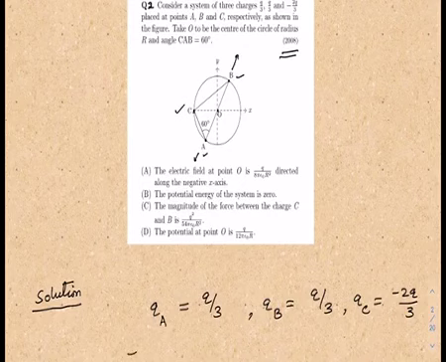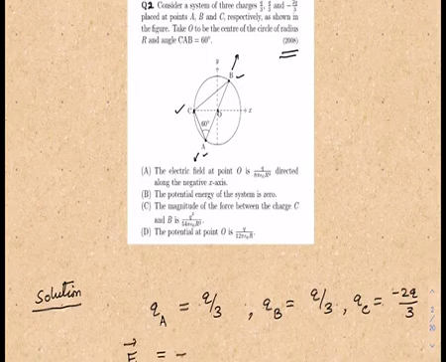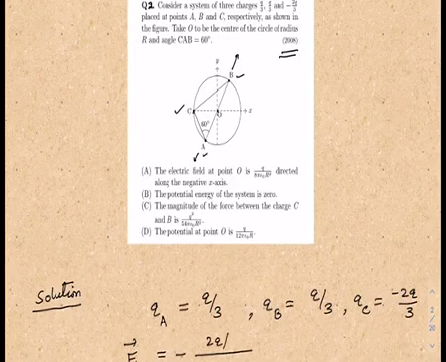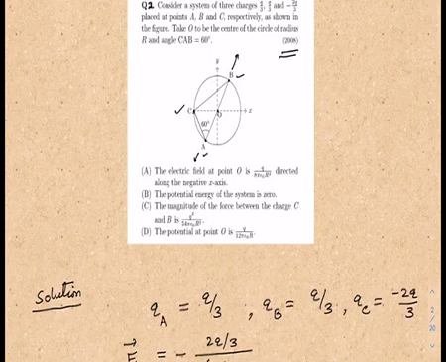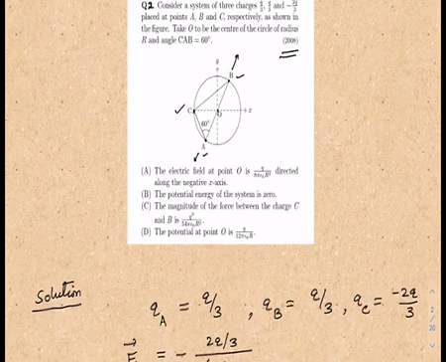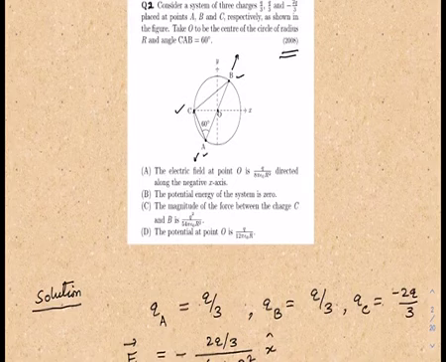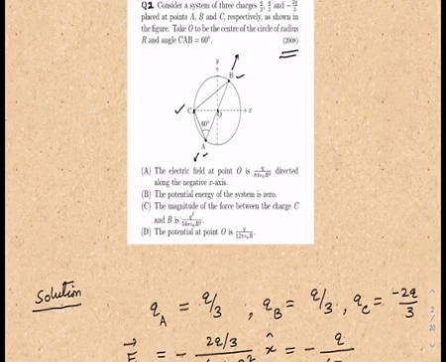So you can immediately write that the electric field at point O would be simply due to the charge at C, which is minus 2q by 3, and the distance is r, the radius of the circle, so it is 1 by 4 pi epsilon 0 times r square, and this would be along this direction, x cap. If you simplify it, the answer would be minus q by 6 pi epsilon 0 r square x cap.